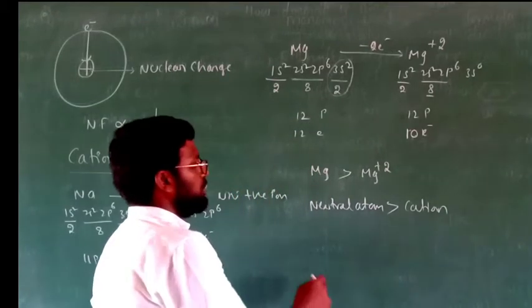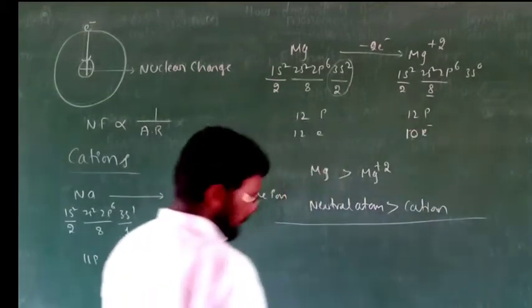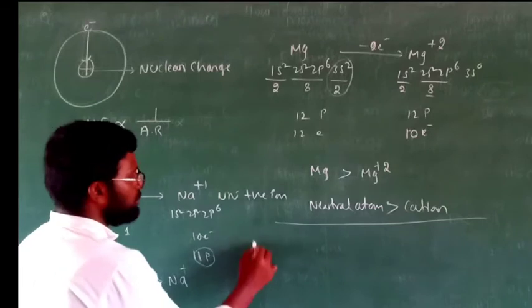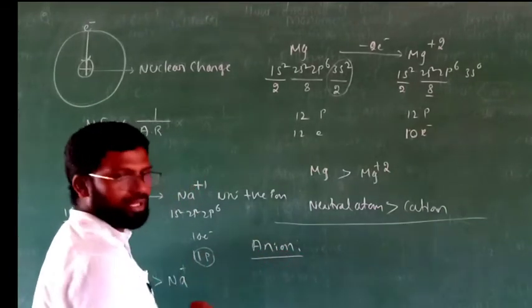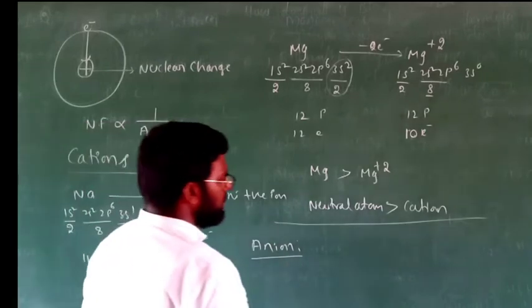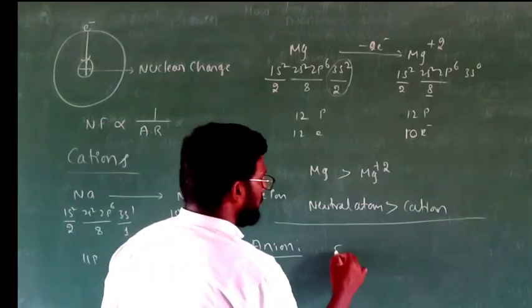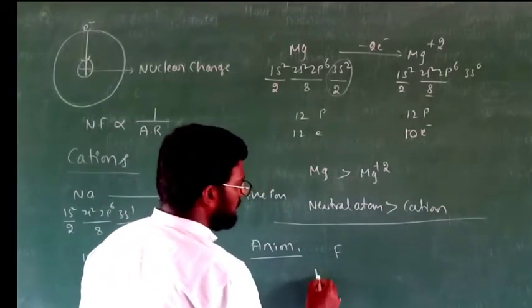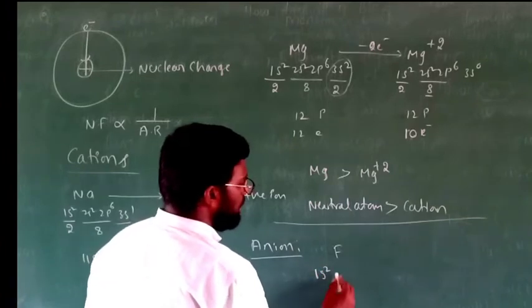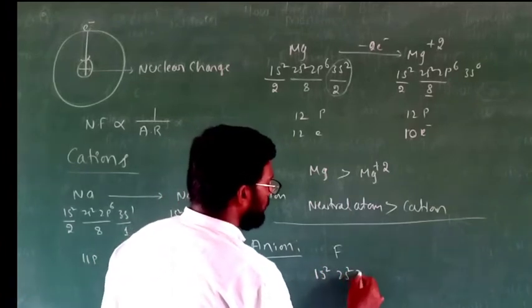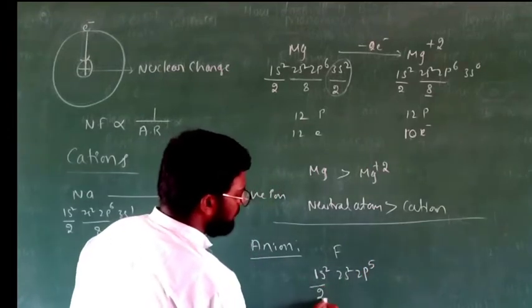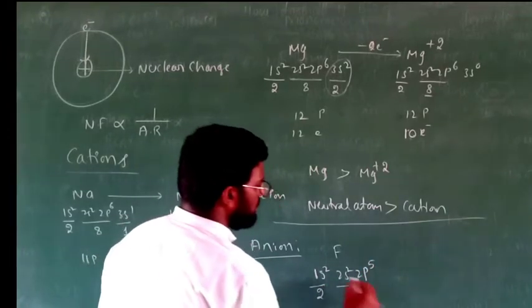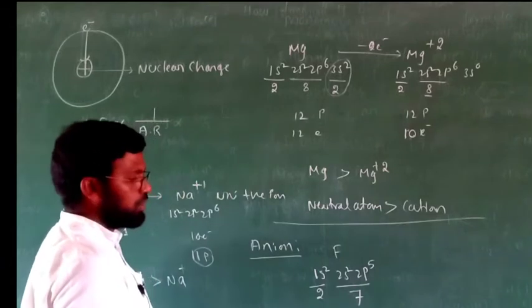Right? Now let's move on to anions. How are anions formed? Anions are formed by the gaining of electrons. Let's take an example. Fluorine, whose atomic number is 9, has the electronic configuration 1s2, 2s2, 2p5. It has 2 electrons in the first shell and 7 electrons in the last or outermost shell.